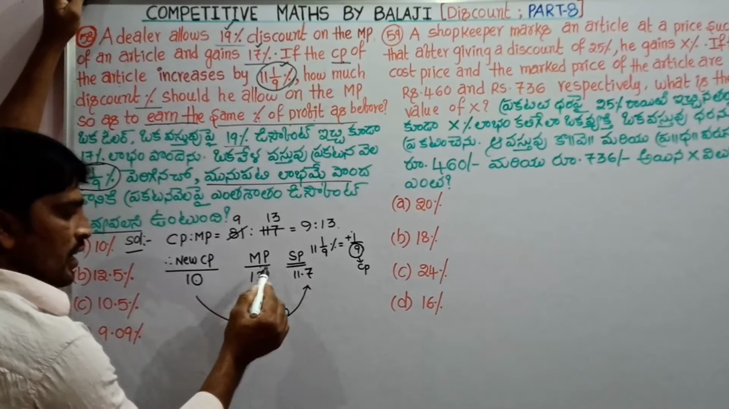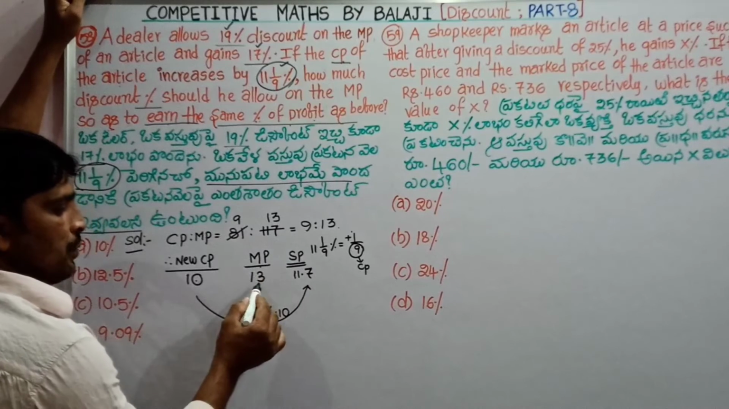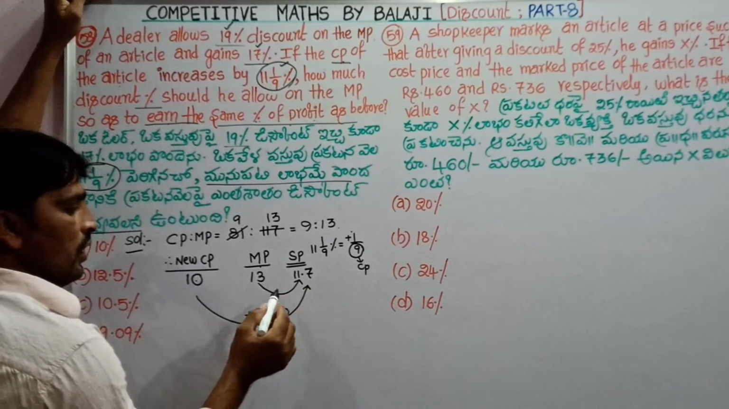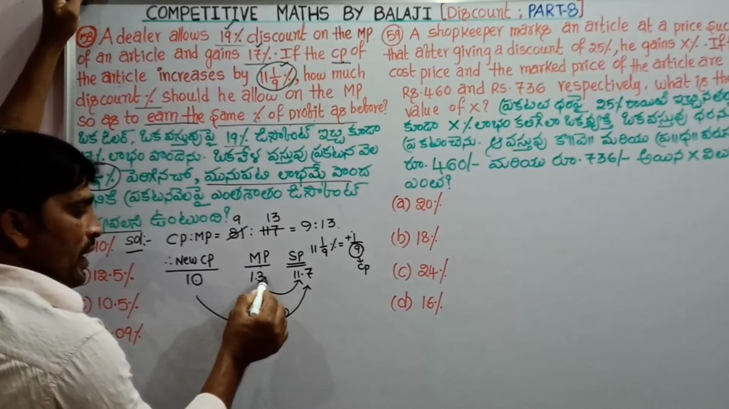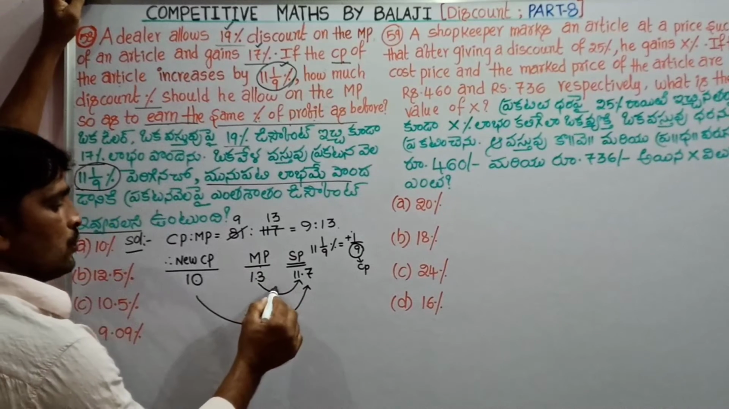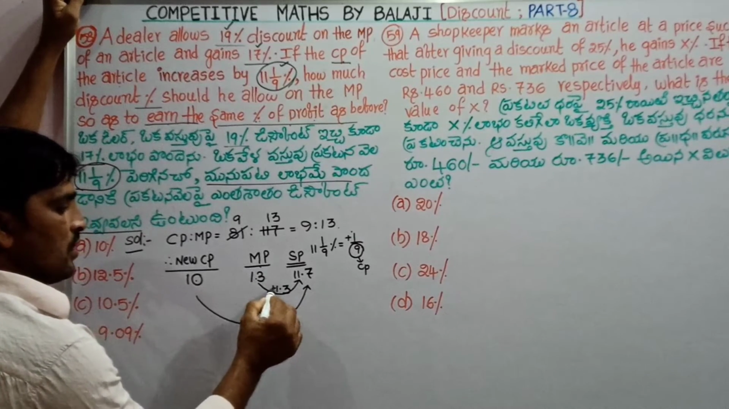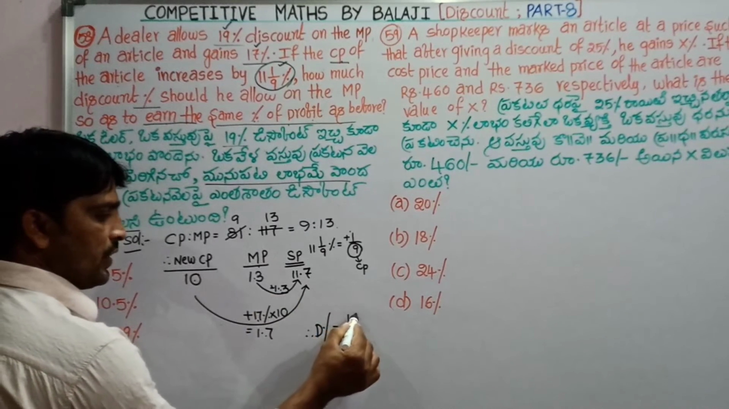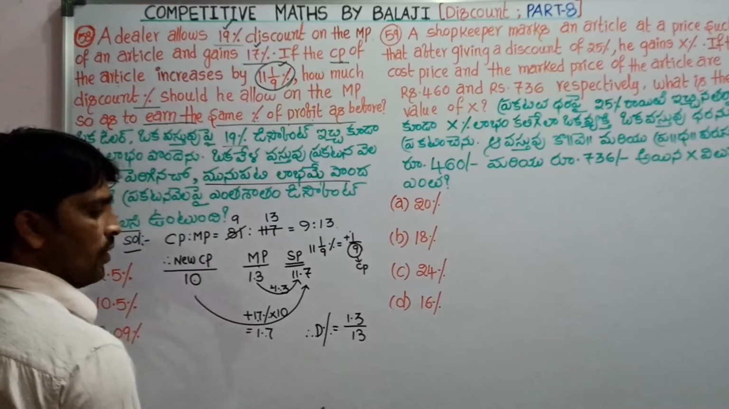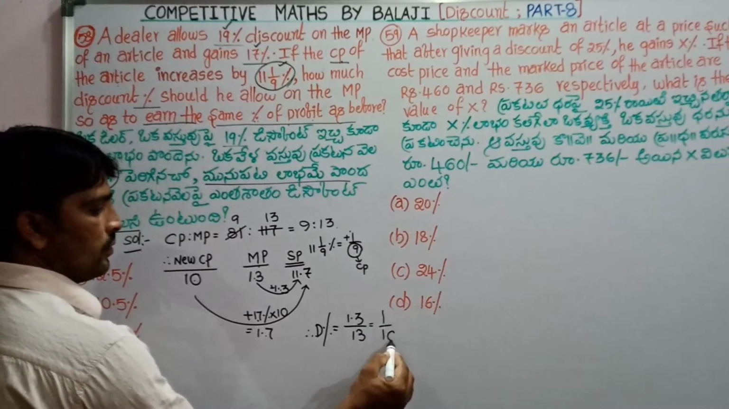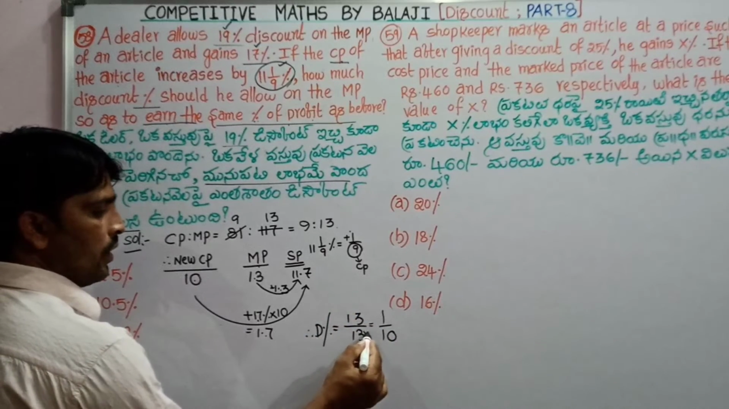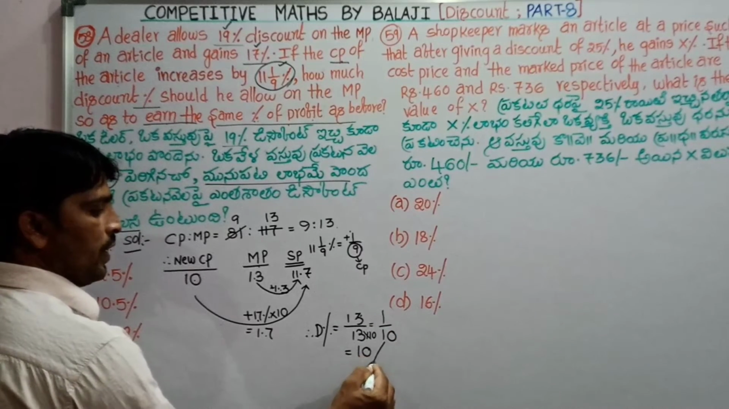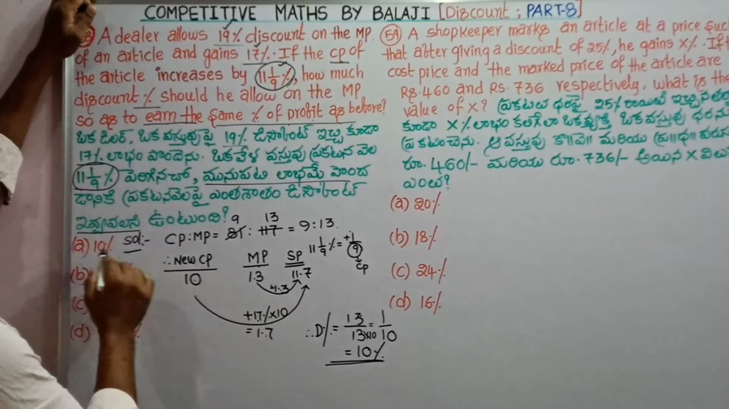Market price is 13 units and the new selling price is 11.7. To get 17% profit again, he has to allow the discount. 13 units is the market price, 11.7 is the selling price. So there is 1.3 units discount. Therefore, discount percent is equal to discount 1.3 units over 13, which is equal to 1 by 10. Remove the decimal point and write the 10 at the denominator place. 13 gets cancelled, 1 by 10, which is nothing but 10%. Yes, so the answer is A.